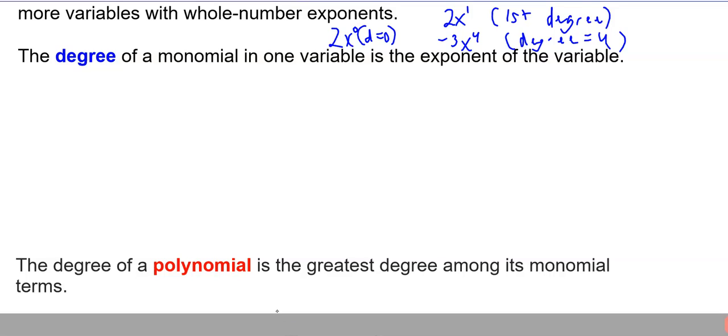And then there's a polynomial, which means many. So there could be more. If you have something like 3x squared minus 4x plus 7, the degree of that polynomial is 2, because the largest degree wins. The 7 term is degree 0. The negative 4x term is degree 1, because x is to the first. And 3x squared is degree 2. So it's a degree 2 polynomial. We would call it a quadratic. That's what we typically call a degree 2 polynomial.